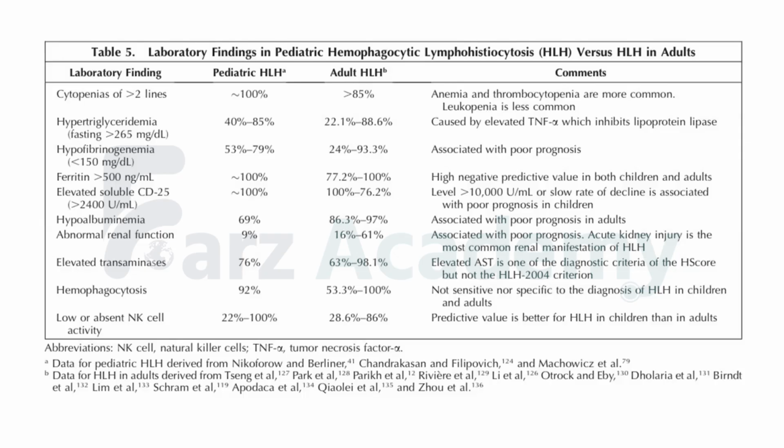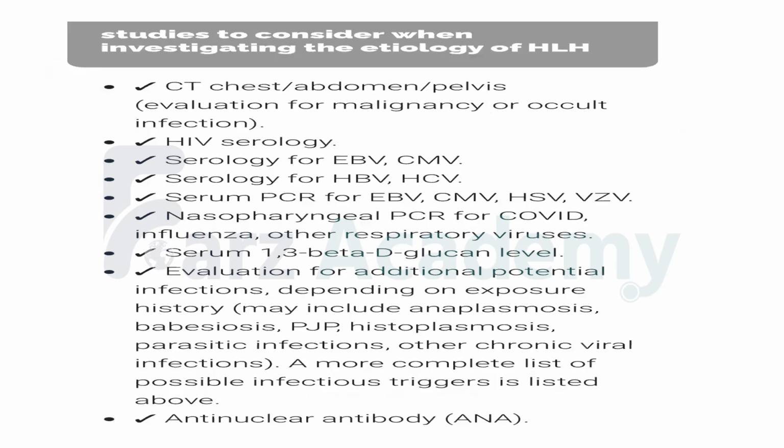Elevated soluble CD25, again, is very specific, but the test is not available everywhere. Then hypoalbuminemia and abnormal renal function, elevated transaminases, elevated ALT, AST, hemophagocytosis, and low or absent NK cells. So these are the lab findings.